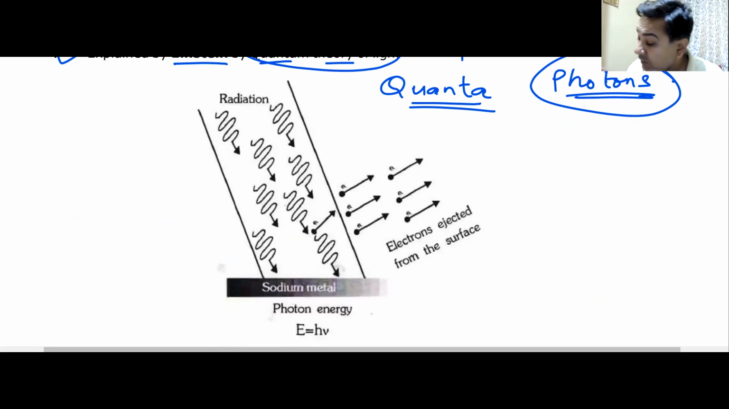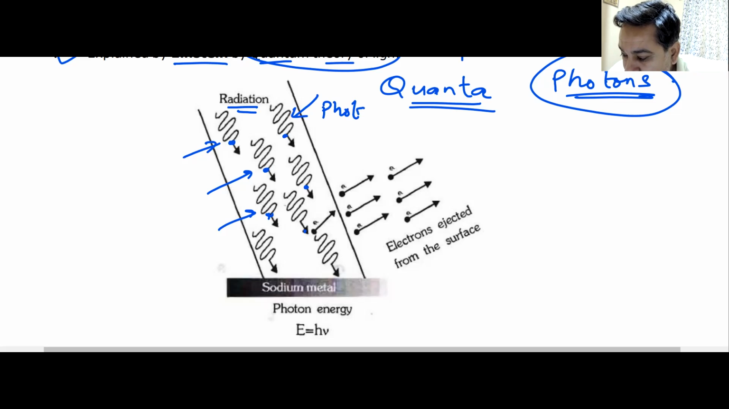This is the diagram by which we are trying to explain what happens in a photoelectric effect. A very simple diagram. What do you see here? These spiral-like things are the light which is falling. And what are these small particles? This is a photon. Do we understand this? Yes, sir. So light consists of these small particles, photons.